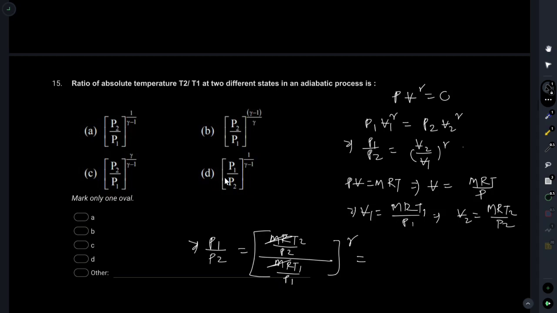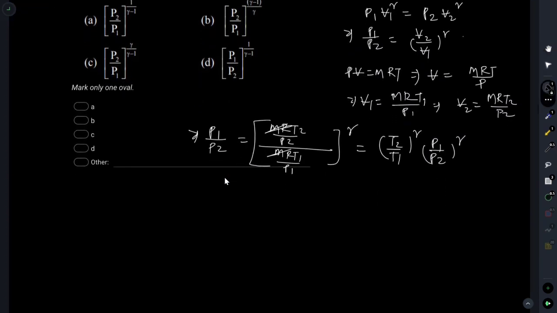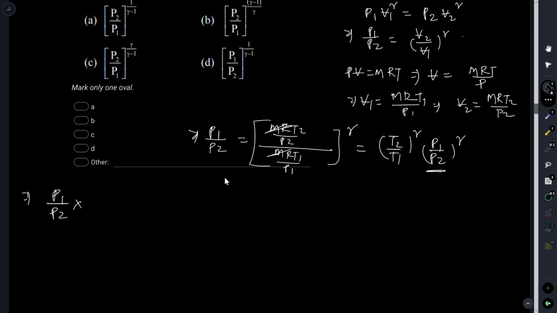Now I can rewrite this particular equation as T2 by T1 to the power gamma into P1 by P2 raised to the power gamma. Okay, now let us solve it further. I can take this particular pressure term to the left hand side. I can write P1 by P2 into, okay, so let us divide that. Did we make any mistake?